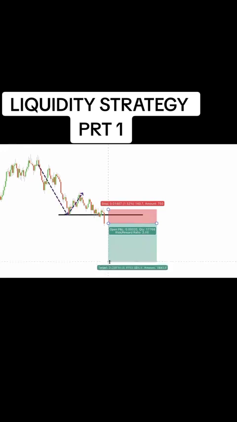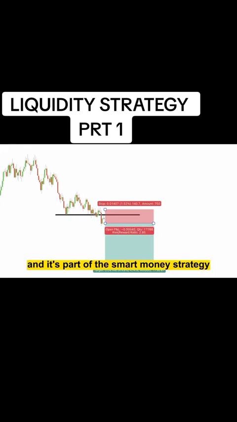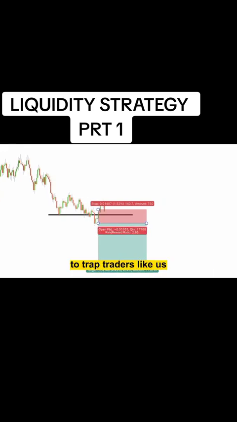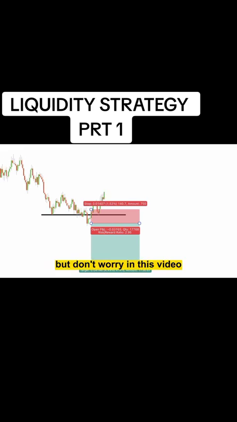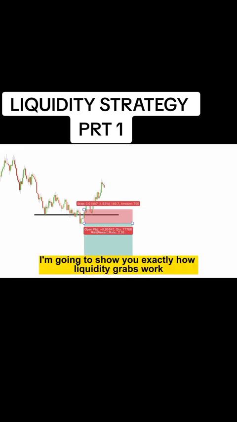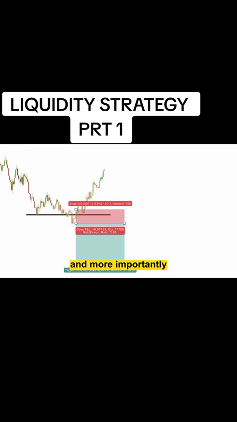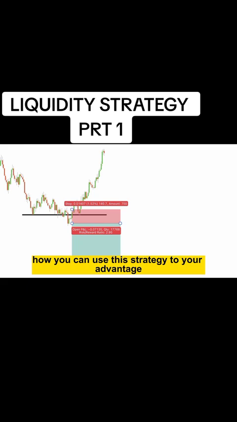Frustrating, right? Well, what you just experienced is called a liquidity grab, and it's part of the smart money strategy to trap traders like us. But don't worry, in this video I'm going to show you exactly how liquidity grabs work and, more importantly, how you can use this strategy to your advantage instead of being a victim.